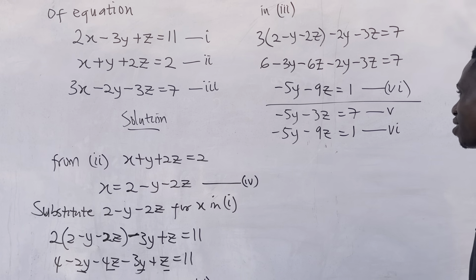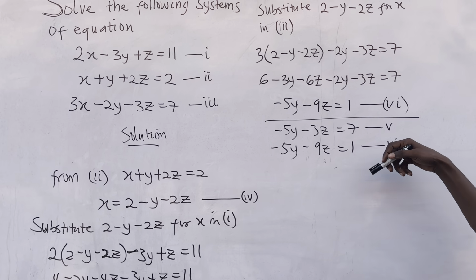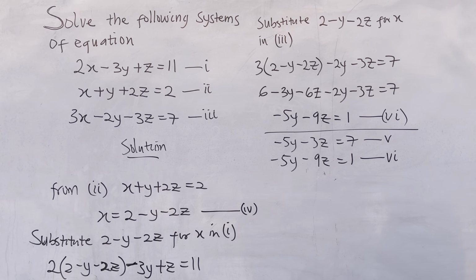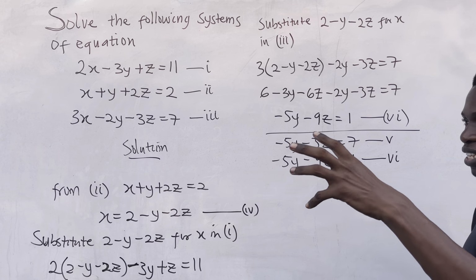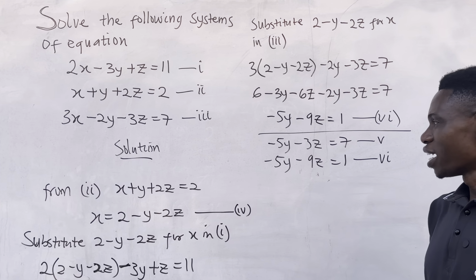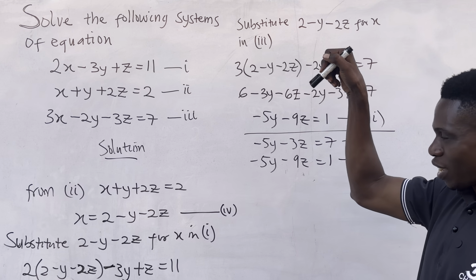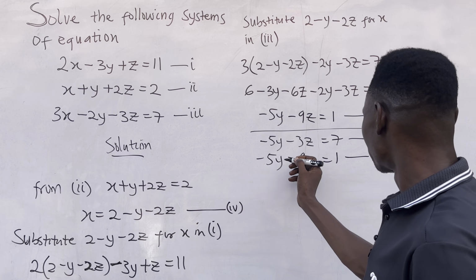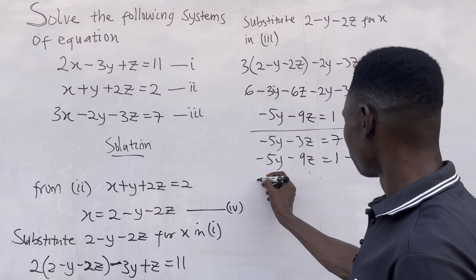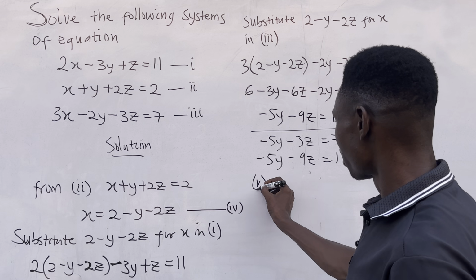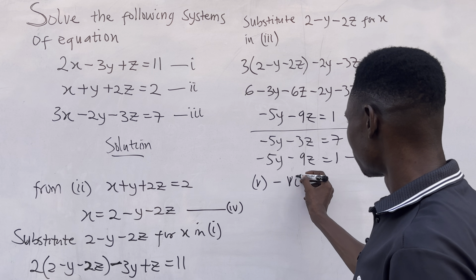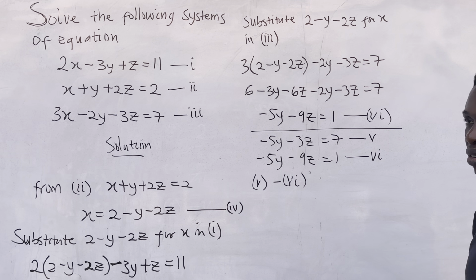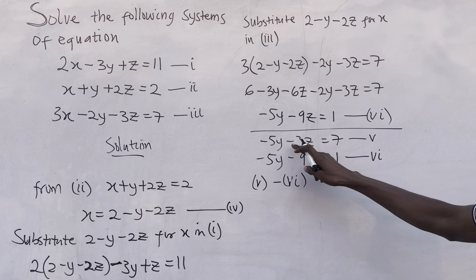Equation 6. Now, looking at these two equations, minus 5y, minus 5y, this is balanced. So we can just subtract them. So if you have, say, 10 and 10, 10 minus 10 is 0, right? So that's how minus 5y minus minus 5y will give us 0. So let's do that. So we'll say equation 5 minus equation 6. So this is 5 and this is 6, right? Yeah. So equation 5 minus equation 6.